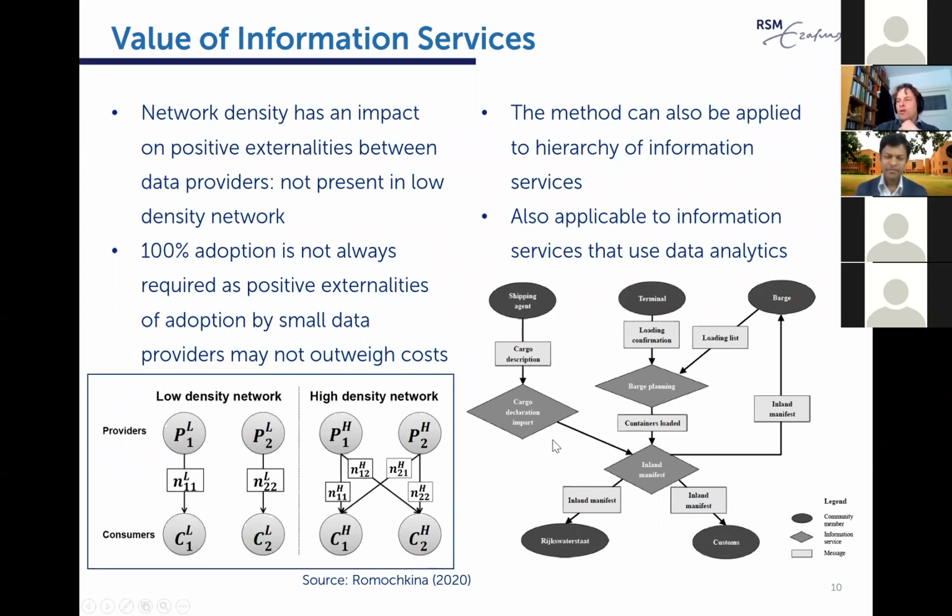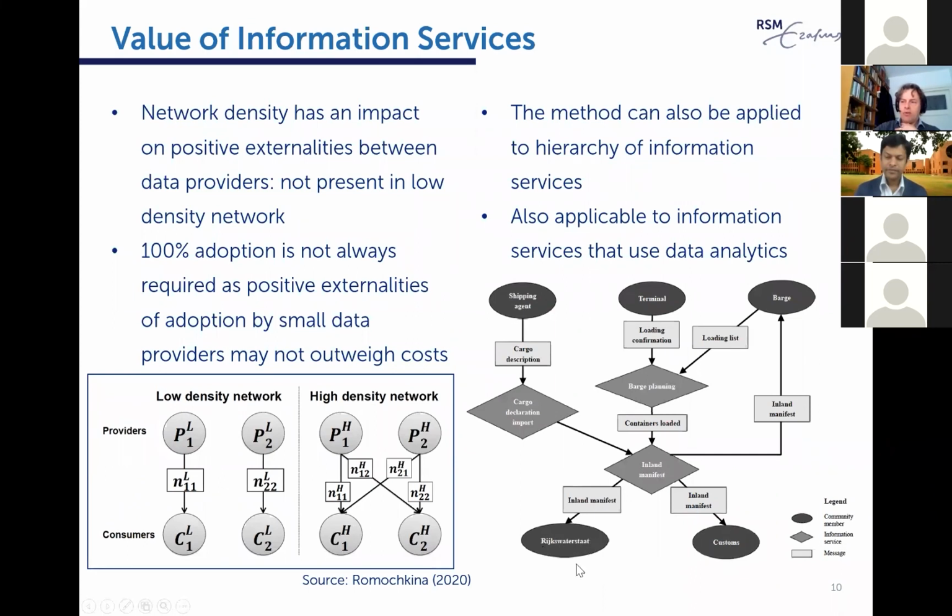Maybe to explain, this is on the lower right-hand corner. We have this scheme where the ellipses are the different parties: the shipping agent, the terminal, and the barge operator. And here we have some authorities. This is a Dutch name for our infrastructure management ministry, and this is customs, who are users of data because they are interested in the inland manifest, which is basically a declaration of the containers which are on board of an inland vessel.